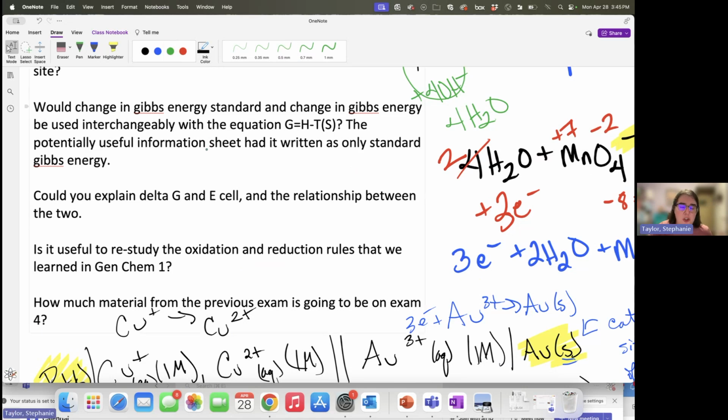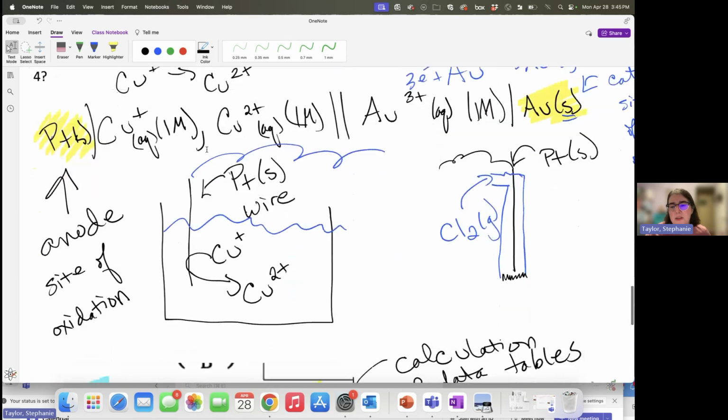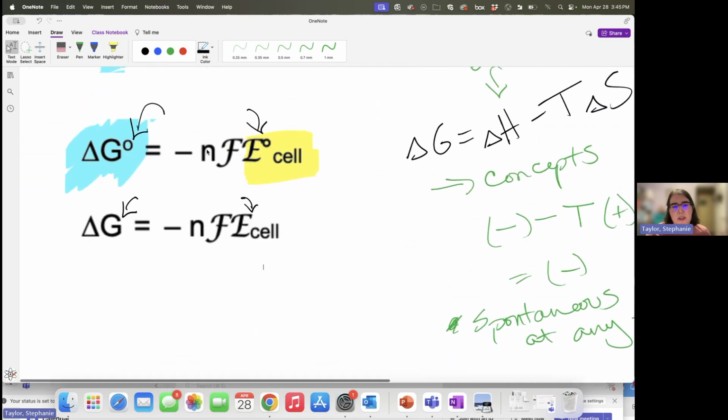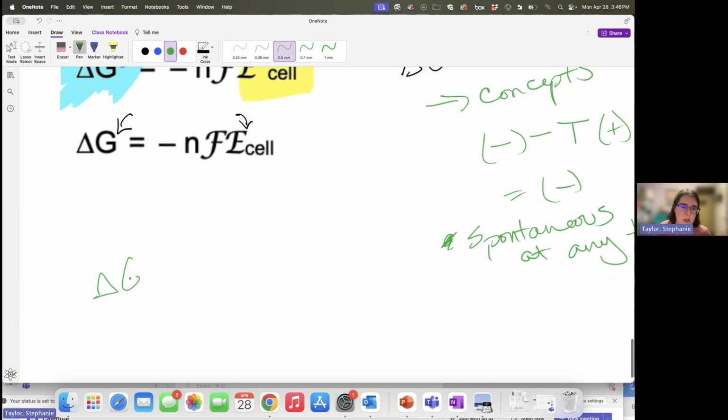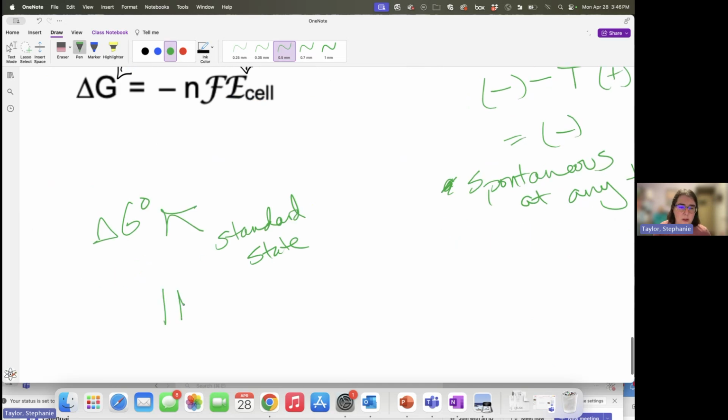So the question was actually, are they interchangeable? And this is one of those odd things where the standard really does just give you this idea of standard conditions. Whenever you see the delta G with the standard, that really just is for standard states, which is 1 molar concentrations and 1 atmosphere. And I'm going to put likely 25 degrees Celsius. It doesn't have to be 25 degrees Celsius, but it is likely to be. And if you don't have a temperature, you get to assume that it's 25 degrees Celsius.